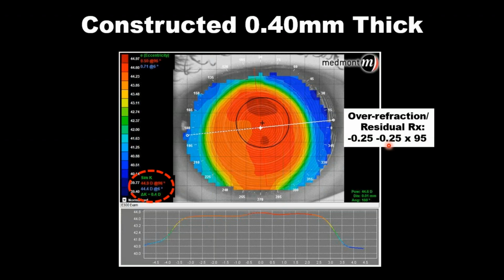So you don't always need a front toric lens. It's easier to deal with spherical optics. And when you're not sure where that residual is coming from, do topography or K's over top of the lens. See if it's coming up astigmatic. Do you therefore need a toric?